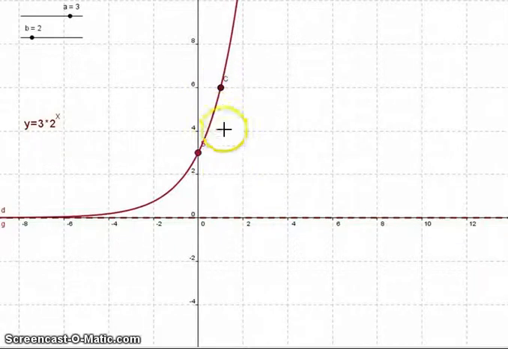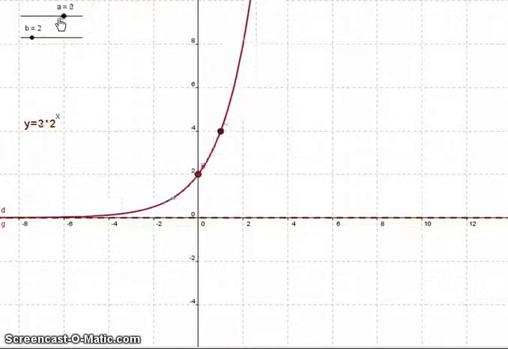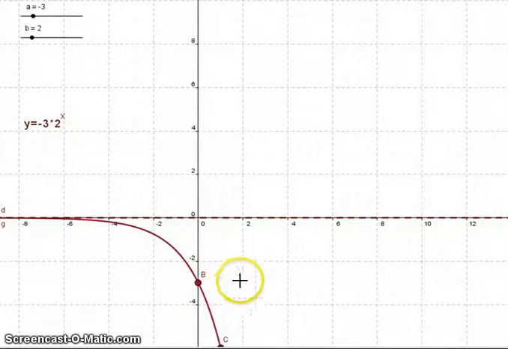Right, so everything just gets multiplied by 3 if I have that 3 out front. Same thing if it's negative. If I make this a negative 3, now everything is flipped upside down. So the point that used to be right there at (0, 1), now I multiply by negative 3, and now it's at (0, -3) for the y value.